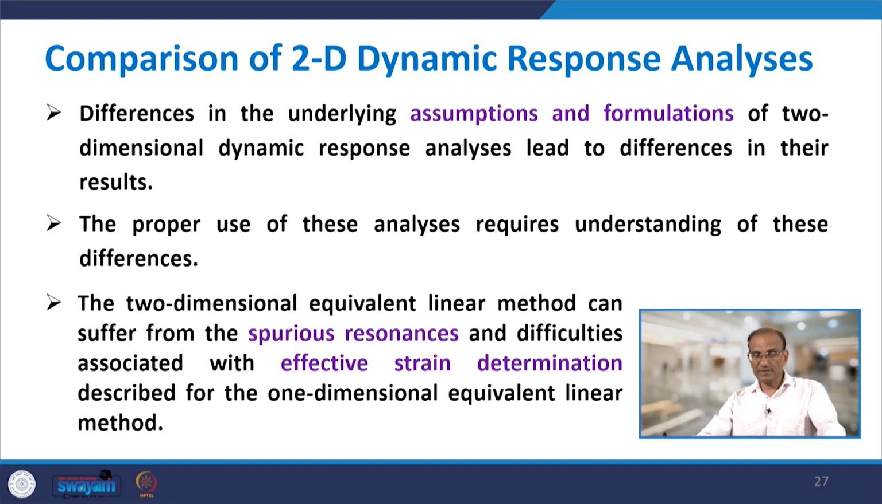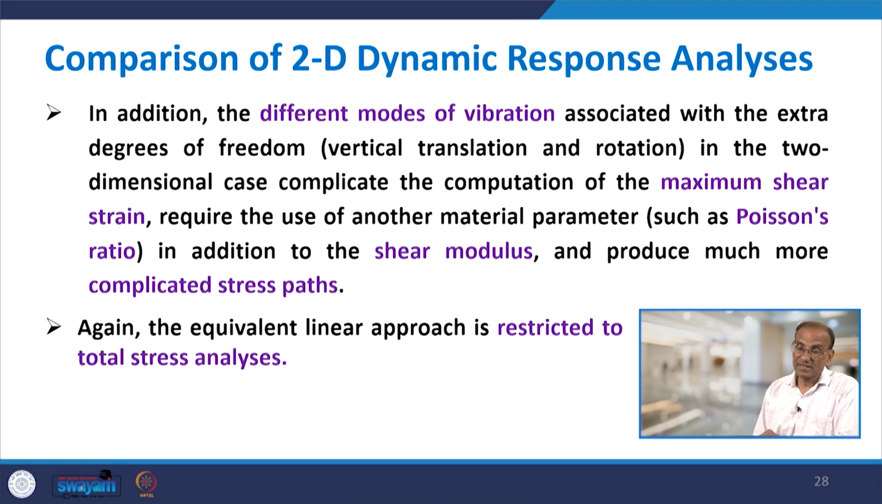The two-dimensional equivalent linear method can suffer from the spurious resonances and difficulties associated with effective strain determination described for the 1D case. For the equivalent linear models, one of the limitations is that pore pressure is not generated. In addition, the different modes of vibration associated with the extra degrees of freedom in the two-dimensional case complicate the computation of the maximum shear strain, and it requires the use of another material parameter, for example Poisson's ratio, but finding Poisson's ratio is not difficult. This is in addition to the shear modulus, and it produces more complicated stress paths.